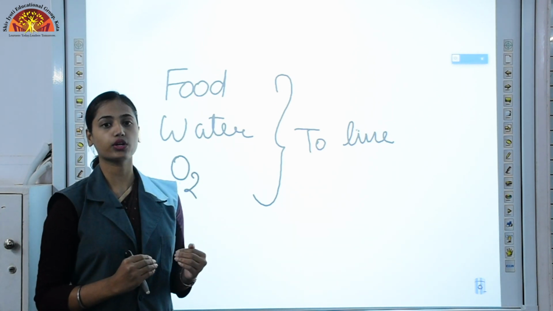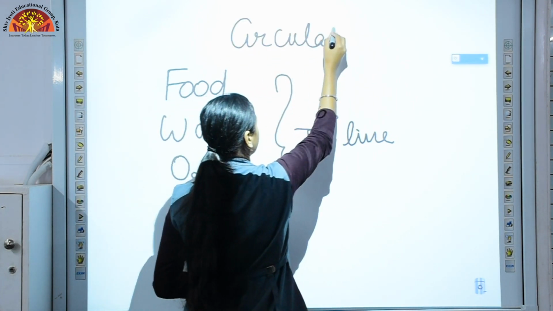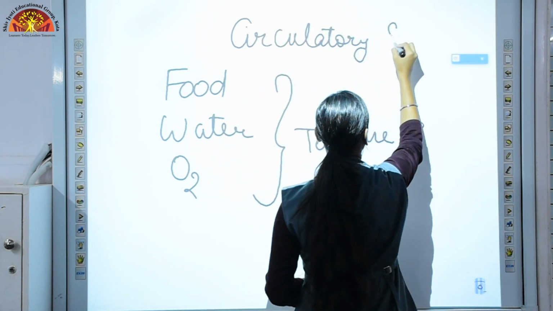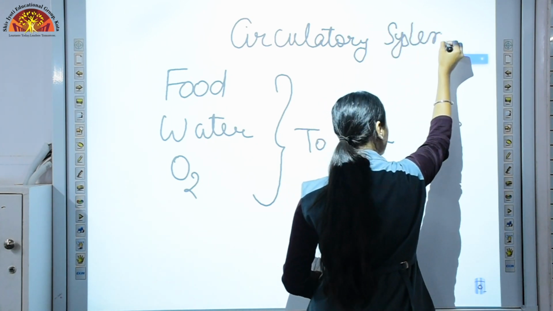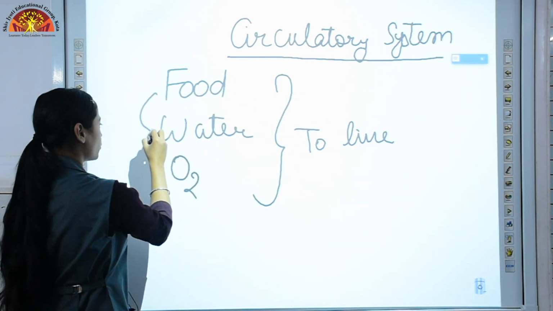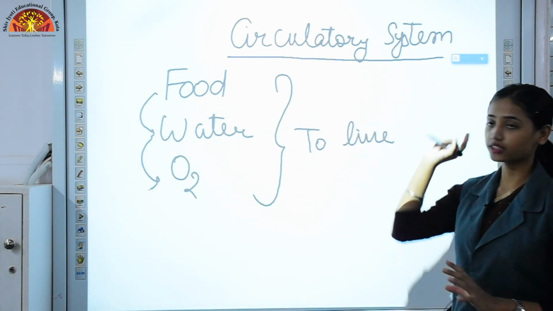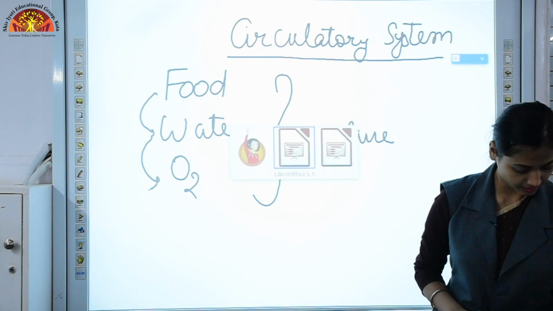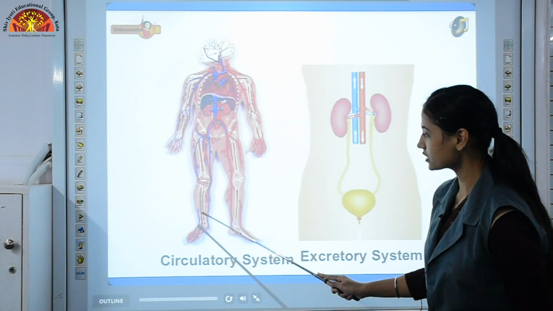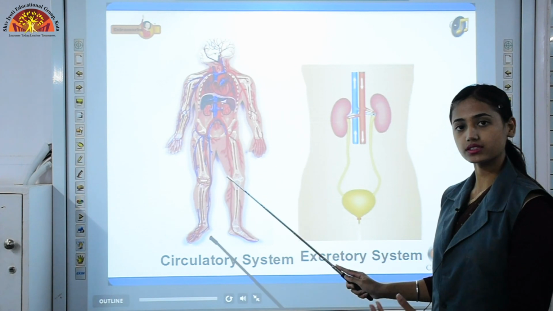So in the human body, we have a circulatory system. One system is present which is known as the circulatory system, which helps in transportation of food, water and oxygen. So in this chapter we are going to study about the circulatory system of human beings. This is the circulatory system. You can see so many veins and arteries are present. They carry that food, water and oxygen.